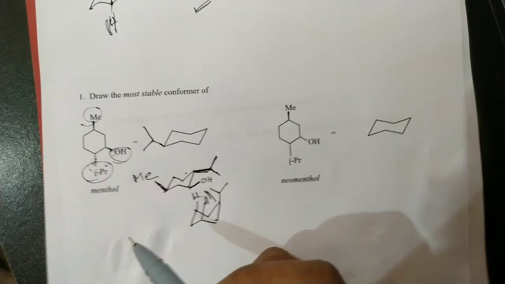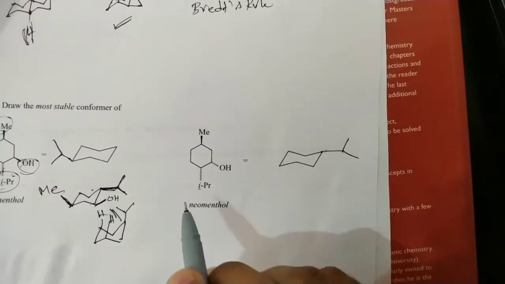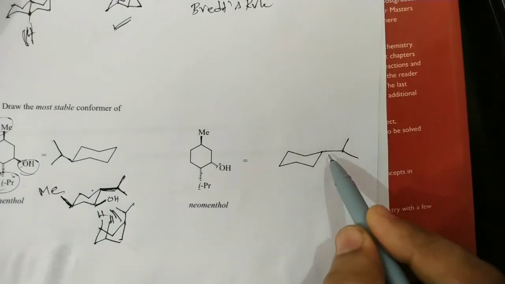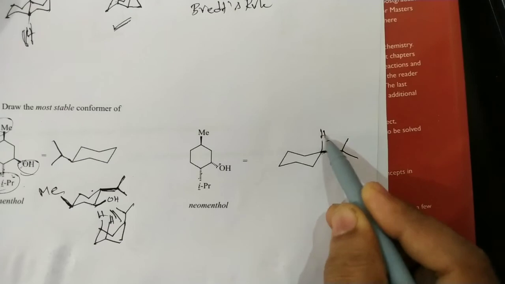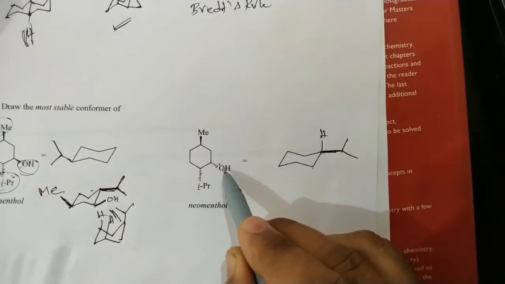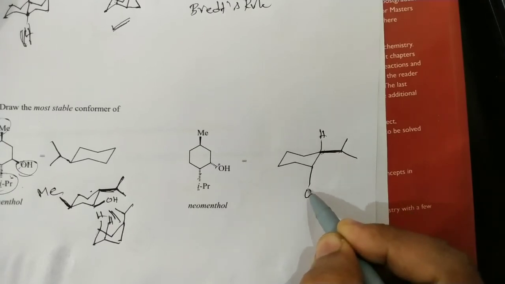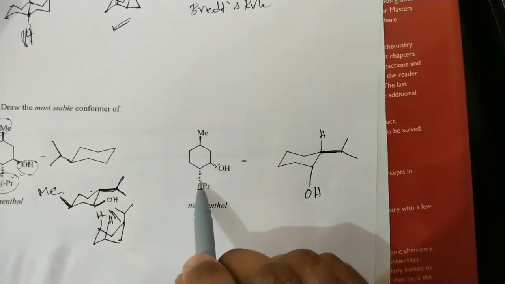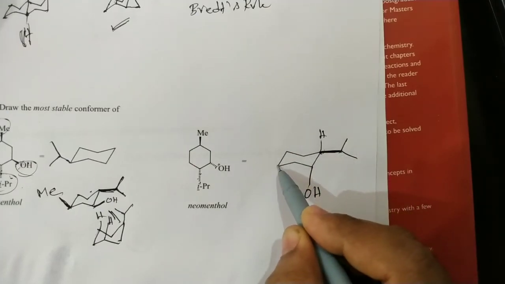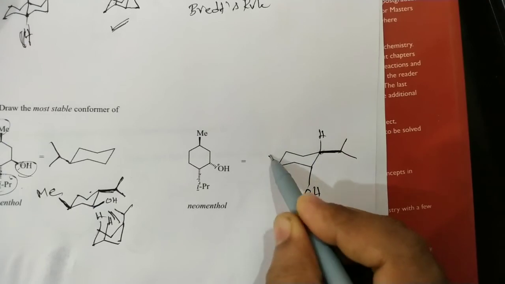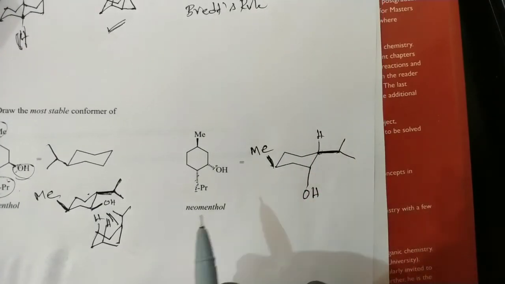Next, coming to this one, isopropyl again must be written in the equatorial position. Now these two are in a cis position, downward direction, with hydrogen upward. Here the OH is in a cis position, so isopropyl is downward and this OH is also downward. Now isopropyl and methyl are trans to each other, with isopropyl downward, so trans means the methyl must be upward. Okay, that's it.